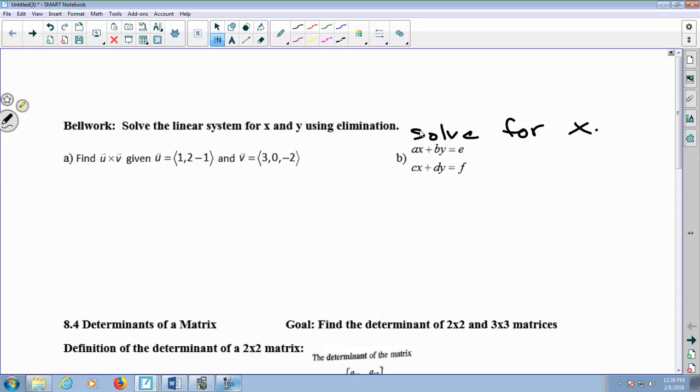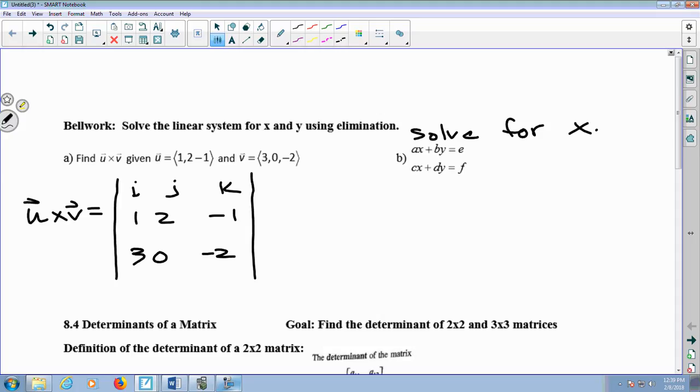So if you recall cross product, and if you don't, here it is. The cross product is a 3 by 3 matrix where the first row is i, j, k, the second row is u, and the third row is v. And if you recall, what we do is we do i times this, minus j times that, plus k times that. And remember, it goes plus, minus, plus, like I have there.